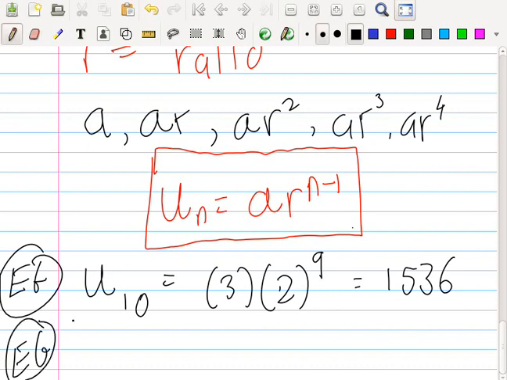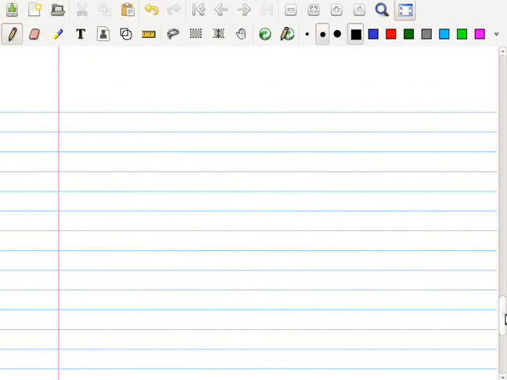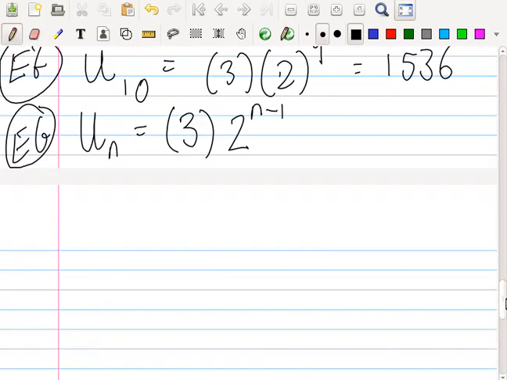And let's find a formula for the nth term. So Un, what would that equal in my example? A, what's A in my example I'm using? 3, and R is 2, and n minus 1 is just n minus 1. So, you know, that's it. But you can clean this up a little bit. And we'll look at this a bit more in the next chapter.